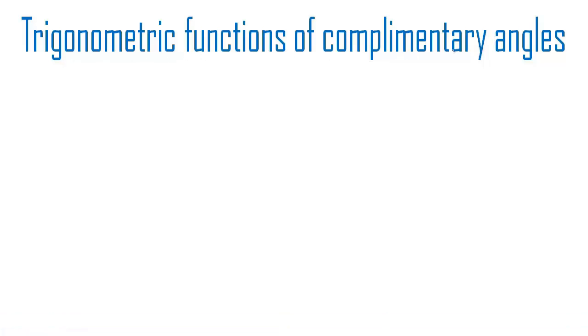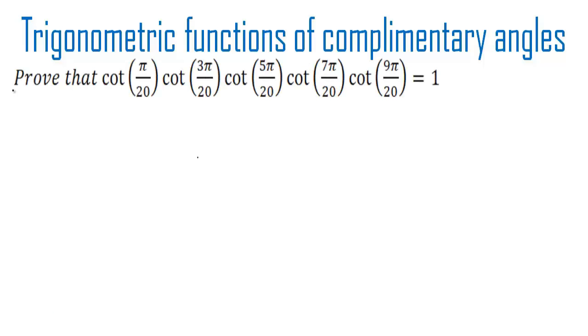In this presentation we are going to discuss a few examples on trigonometric functions of complementary angles. The given example is: prove that cot π/20 into cot 3π/20 into cot 5π/20 into cot 7π/20 into cot 9π/20 is equal to 1. So first, let us find the value of π/20.